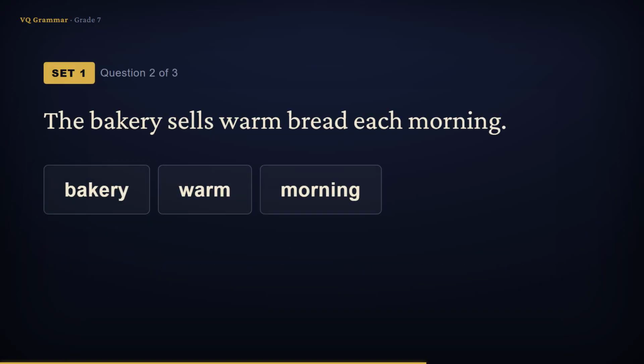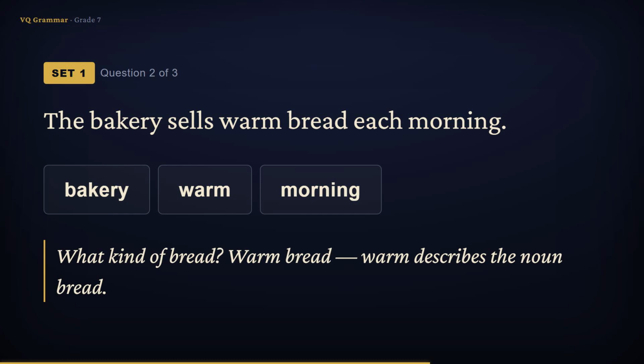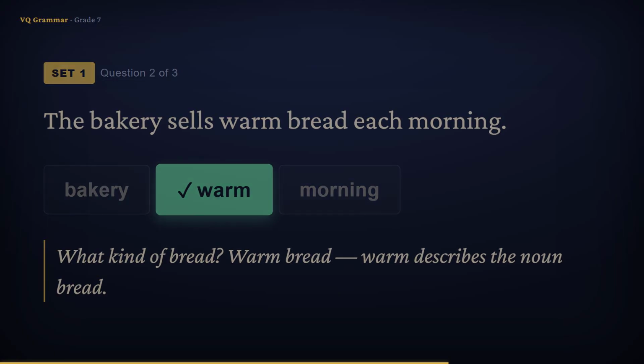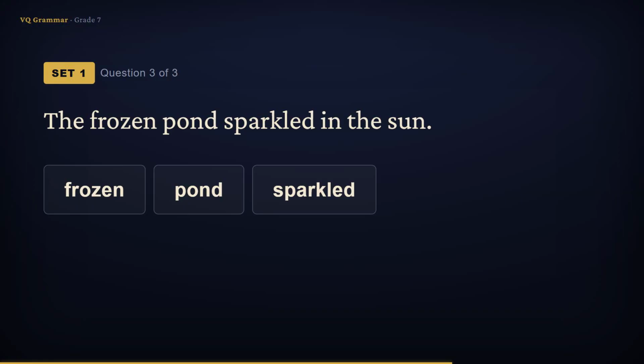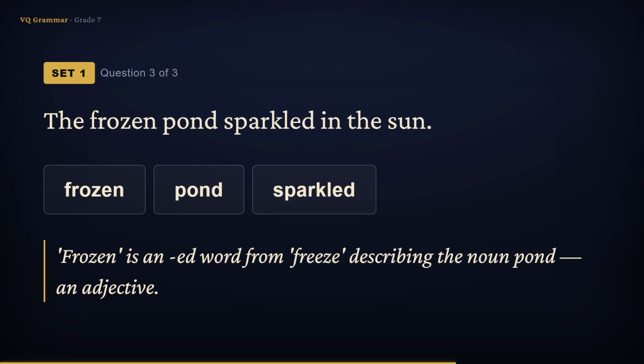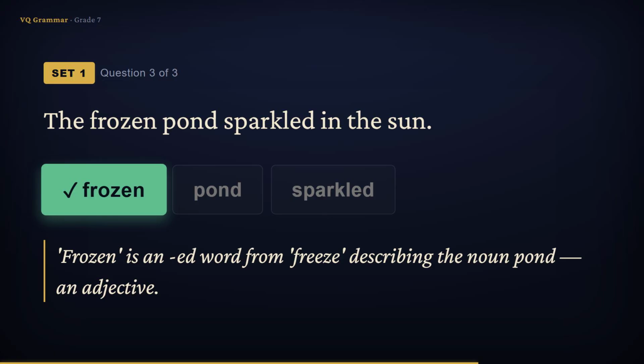The bakery sells warm bread each morning. Look for the describing word. What kind of bread? Warm bread. Warm describes the noun bread, so warm is the adjective. Bakery and morning are both nouns here, so the answer is warm. The frozen pond sparkled in the sun. Here's one of those disguised words. What kind of pond? A frozen pond. Frozen is an ED word that comes from the verb freeze, but here it's describing the noun pond, so it's working as an adjective. So the answer is frozen.